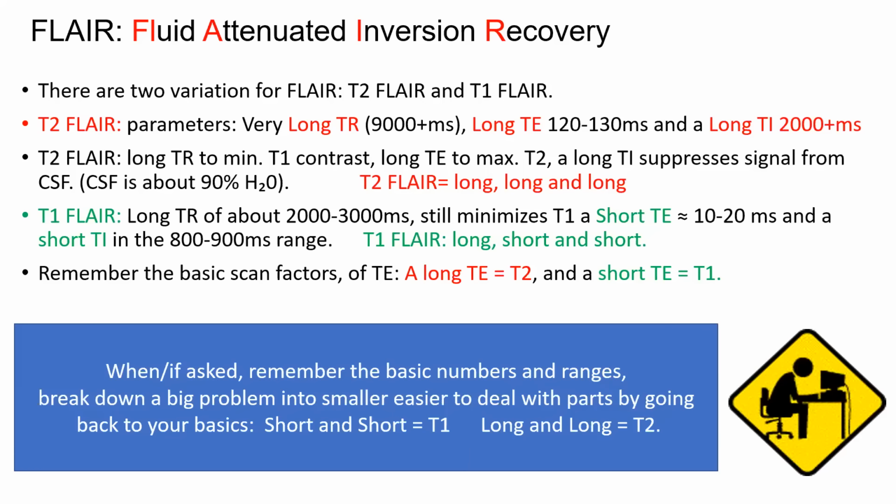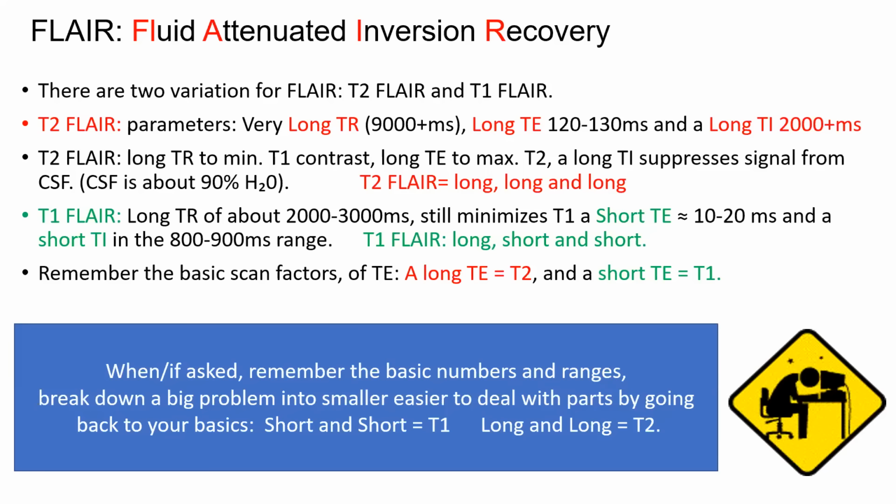T2 FLAIR, the long TR is going to do what? Suppress T1 contrast. The long TE is going to maximize T2 contrast. And the TI suppresses signal from CSF. Now, how can I maximize T2 for bright fluid, right? Steve, you've been saying that since we started this. But however, I want to make fluid be dark.